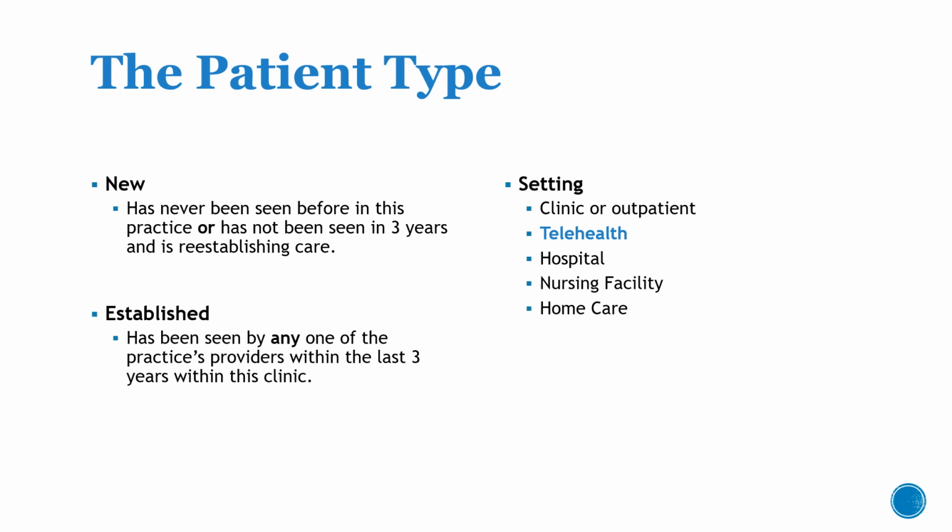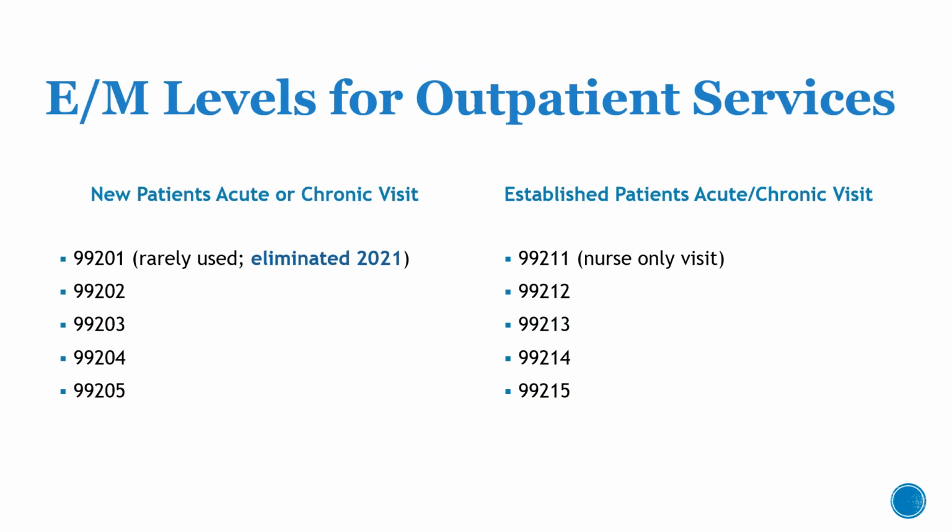Settings that you will likely be involved with in your role as a nurse practitioner include clinic or outpatient, telehealth, hospital, nursing facilities, or home care. For your outpatient services in your office, these are the codes that you will utilize most often. 99201 was rarely used for a new patient encounter and in fact has been eliminated in 2021. New patient codes now go from 99202 to 99205, and established patients CPT codes encompass 99211 through 99215.